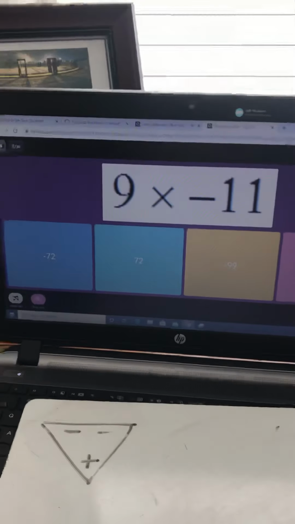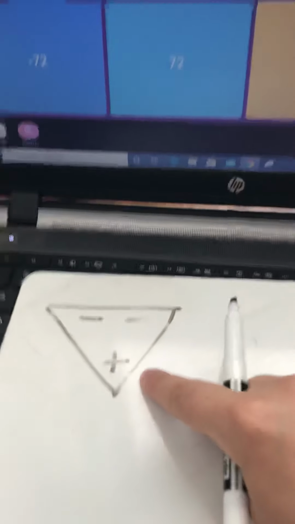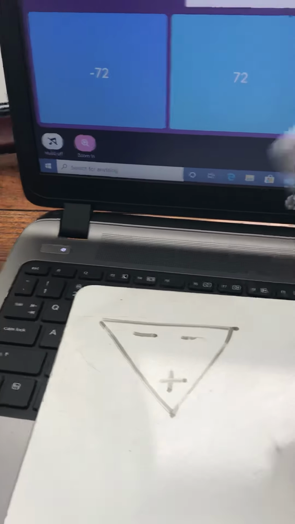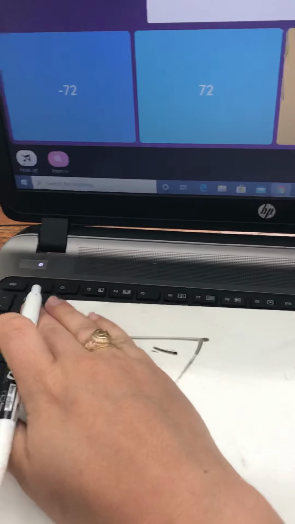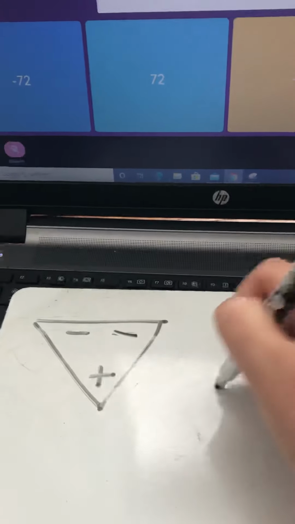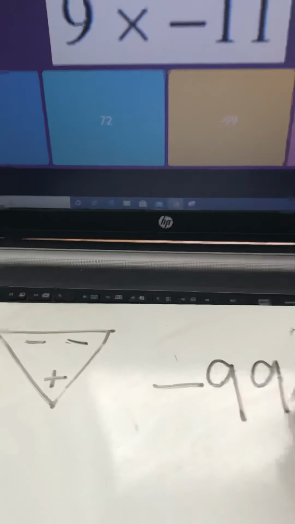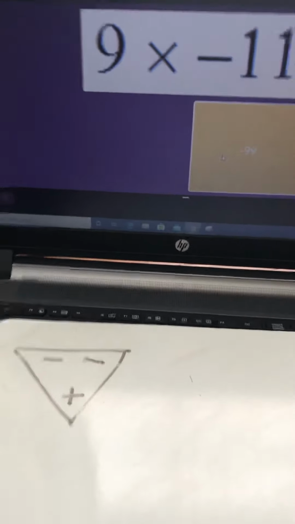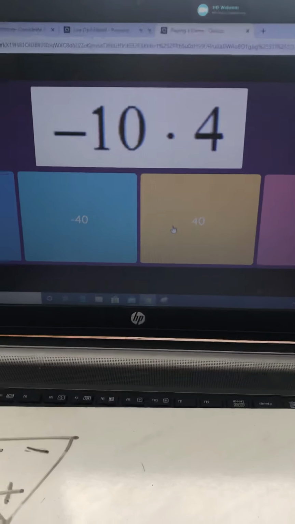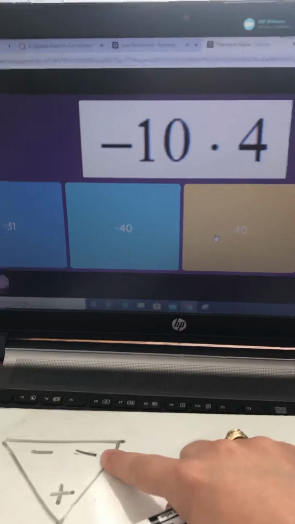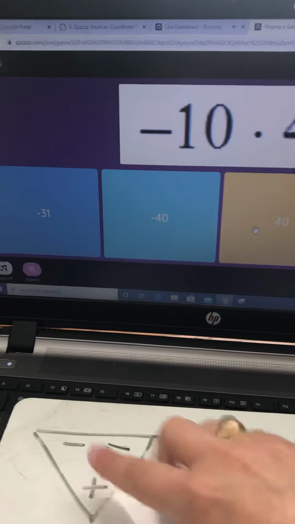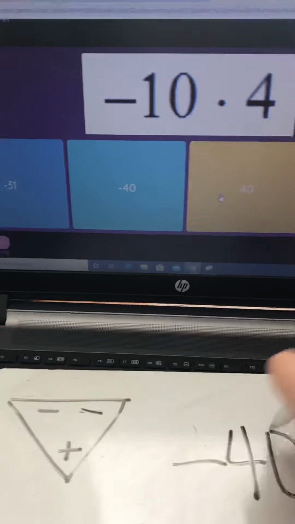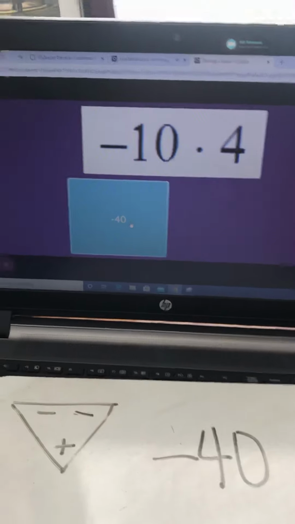So here we have 9 times negative 11. If I look here at my little trick, this is 9 groups of negative 11. So if I cover up a positive 9 and negative 11, my answer is going to be negative, and 9 times 11 is 99. So negative 99 is my product. Number 4, we start with a negative 10. That dot, remember, means multiply times a positive 4. So if I cover those up, my answer is going to be negative, and 10 times 4 is 40. Negative 40 is my answer.